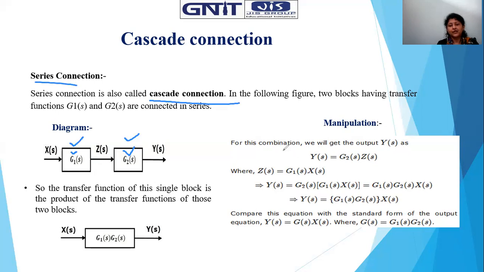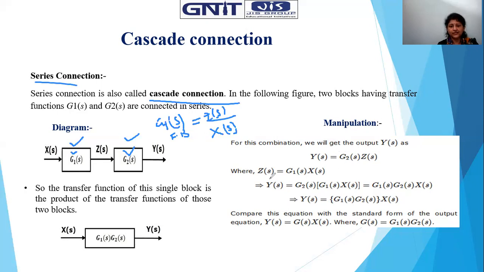Okay, let's see. This is mainly G1S, right? G1 is basically the Laplace transformation of output to the Laplace transformation of input. That is the ratio, taking initial conditions to be zero. That is called the transfer function of the first block. This is the first block's transfer function. So ZS is nothing but G1S into XS.